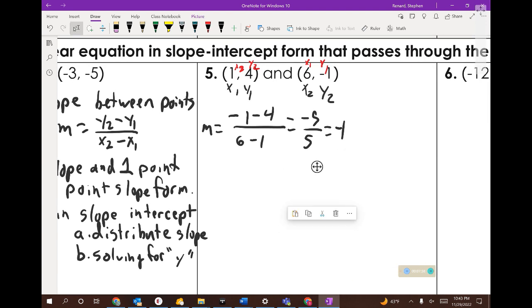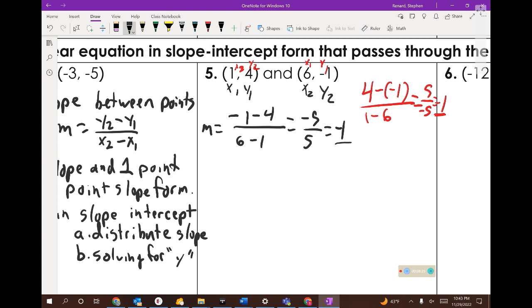So that's -1. Now watch what happens if I do it the other way around with the red numbers, x2, y2, x1, y1. We're going to have 4 minus a -1 over 1 minus 6. 4 plus 1 is 5. 1 minus 6 is -5. 5 divided by -5 is -1. See, we get the same slope here or here.